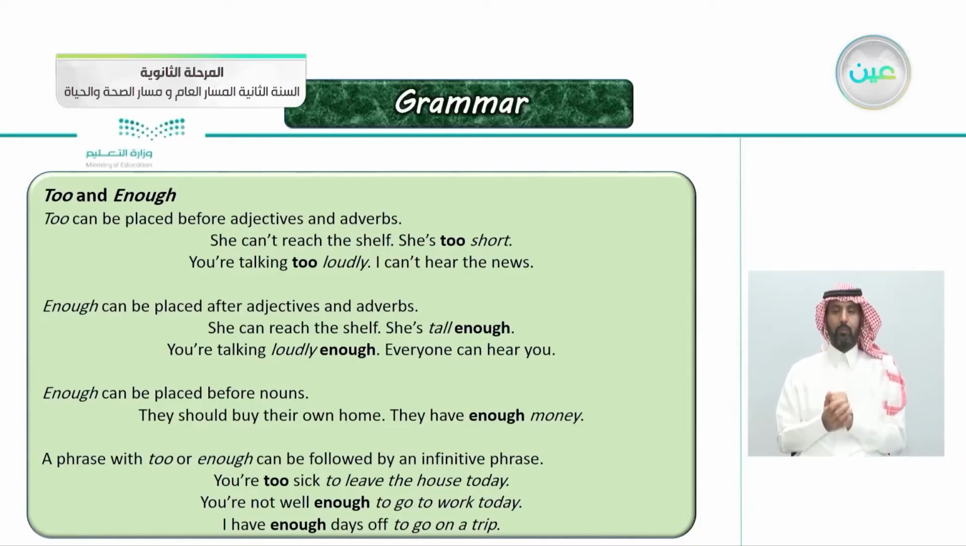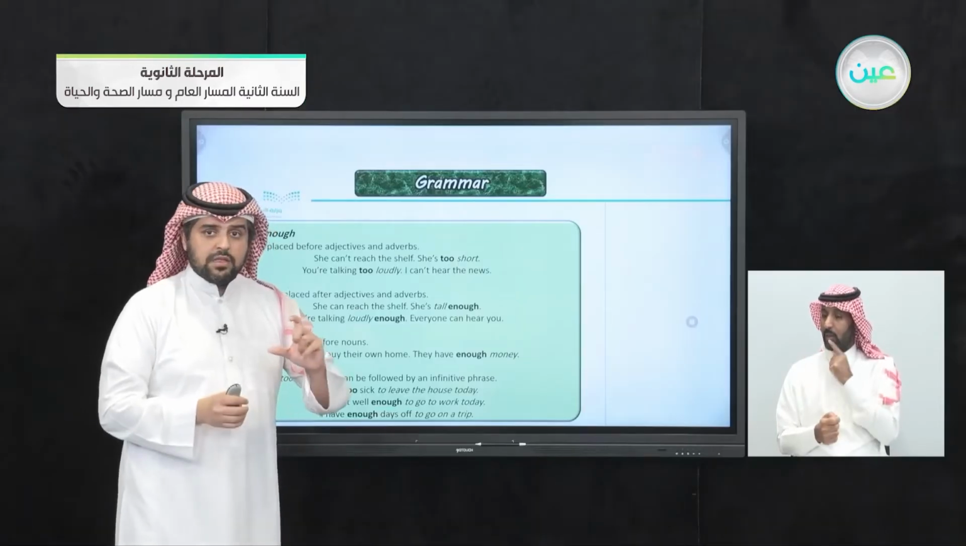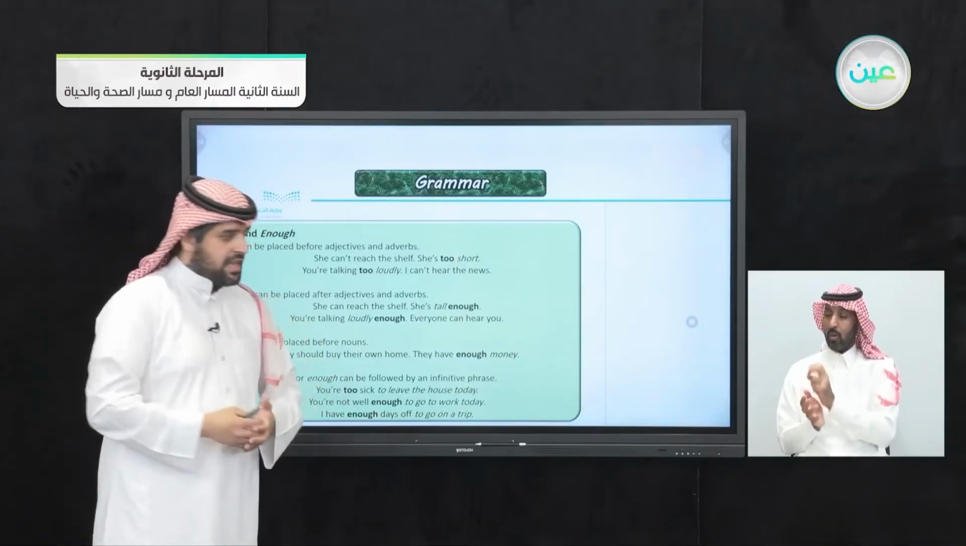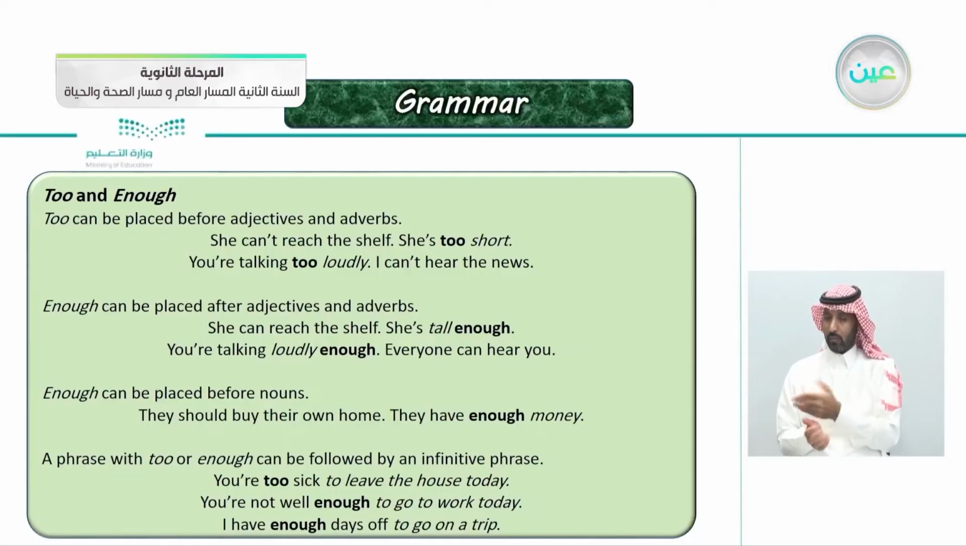Also, "enough" can be placed before nouns. Another use for enough, it can be placed before nouns. They should buy their own home. They have enough money. They have the money amount that can buy this house. Again, they should buy their own home. They have enough money to buy this house.